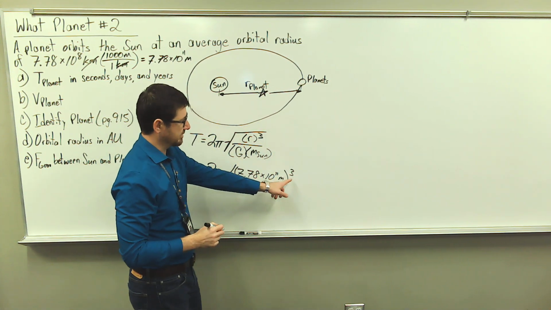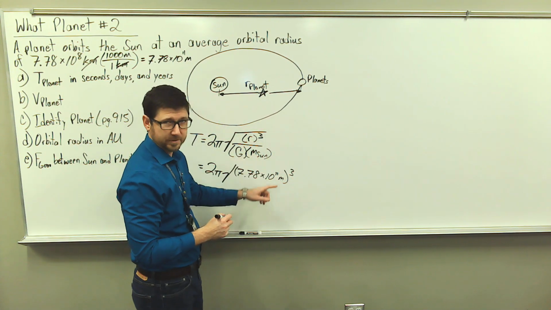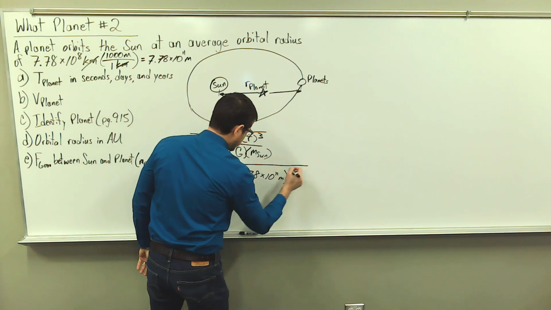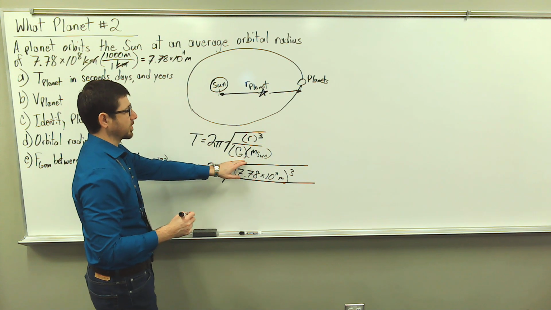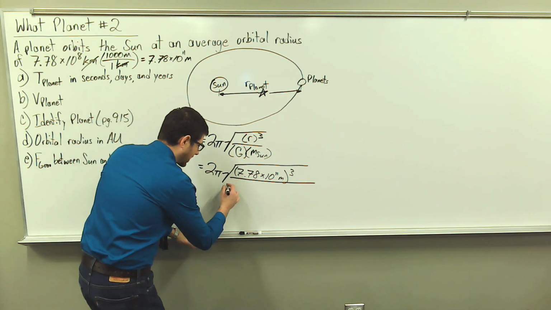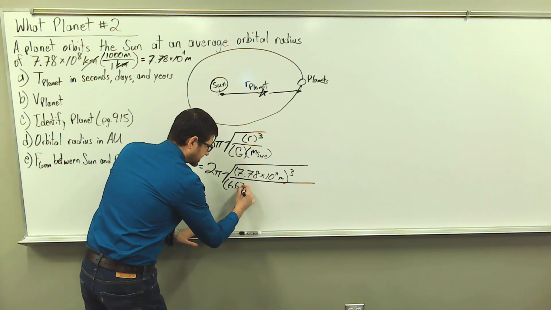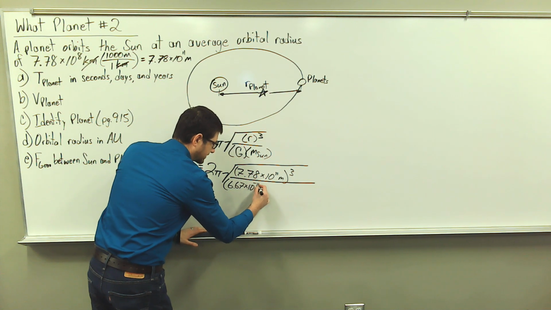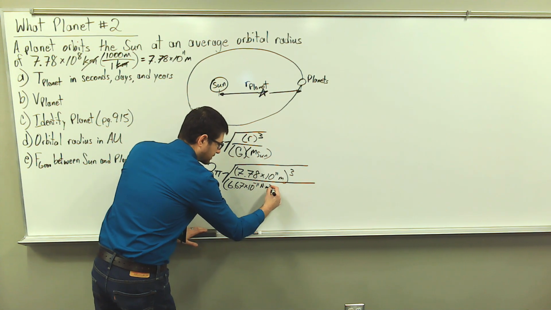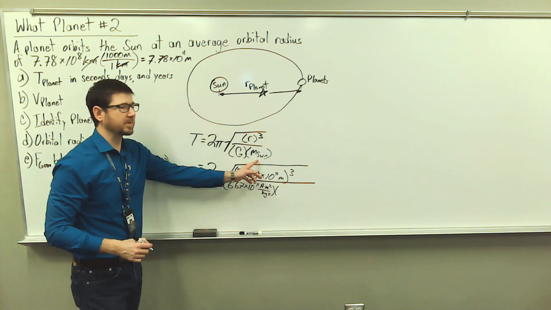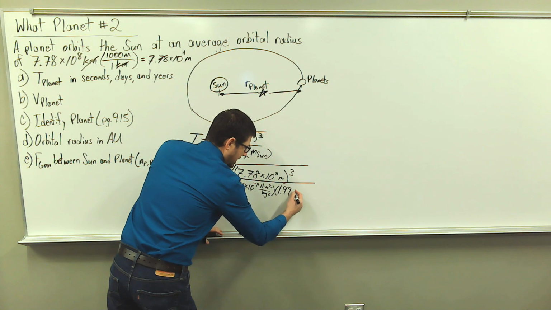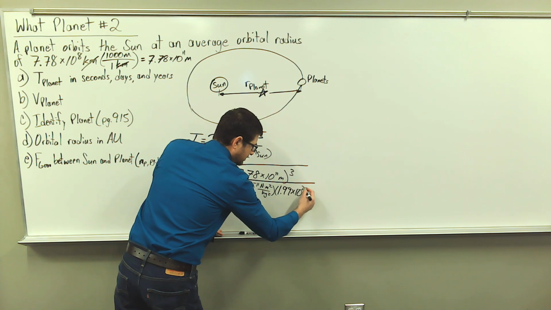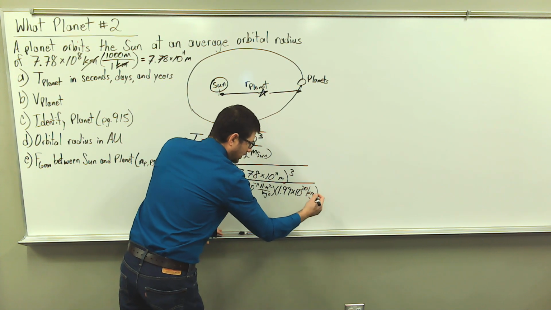And remember that we have to cube this value according to this equation. So in the denominator, what we have is the product of the universal gravitational constant, which is 6.67 times 10 to the negative 11th Newton meters squared per kilogram squared. We're going to multiply this by the mass of the sun. We know that that is 1.99 times 10 to the 30th kilograms.